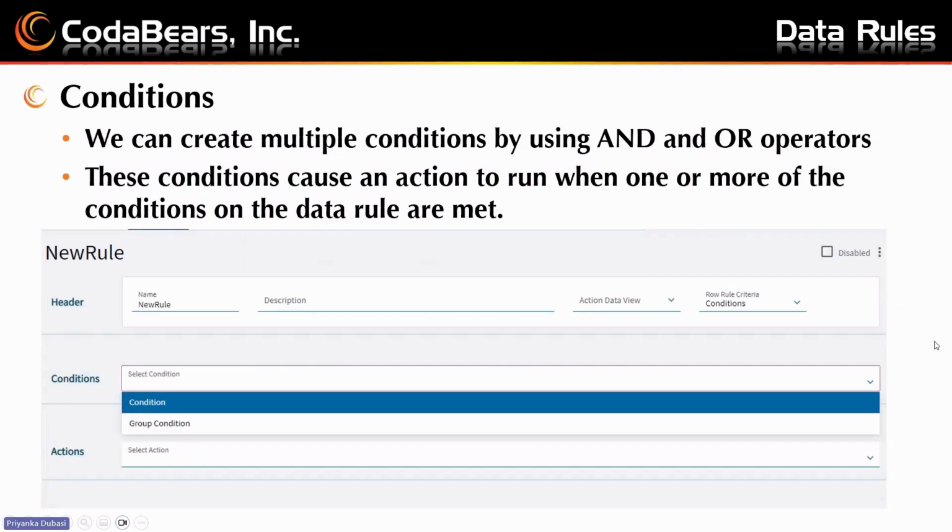Let's talk about conditions first. We can create multiple conditions just by giving the and the or operators, similar to how we would have written in code. And once these conditions are met, then down below you have your set of actions that you can define, and those would be processed. So initially, while setting up this header here, you give your action data view, that is, which data view your action is going to be performed on. And then you can give in all your conditions.